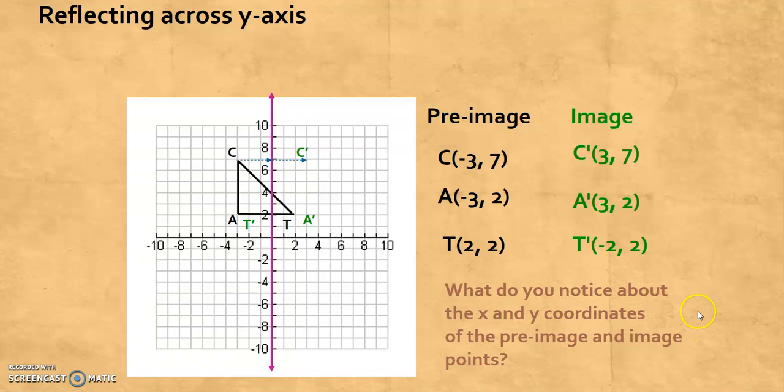It says, what do you notice about the x and y coordinates of the pre-image and the image? Let's see, -3, 7, 3, 7. It looks like the y's are the same, and the only thing that got changed were the x's, which makes sense because before we had to go to the left and up, and now we have to go to the right and up the same amount.